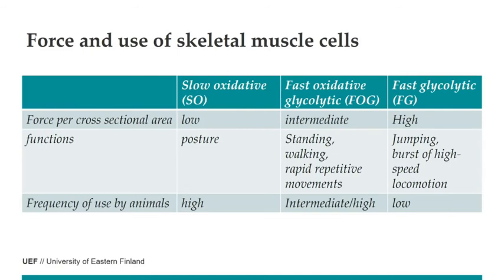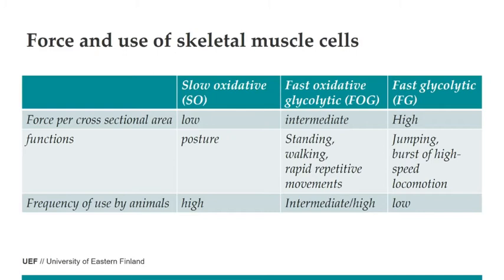These slow oxidative cells are used to stay in one position. They are just contracting a little bit to form the tension, but not for moving. So they are keeping us in the same position. But the fast oxidative glycolytic cells we use for standing, contracting a little bit more, and they are used for walking, but also for rapid repetitive movements like riding a bicycle.